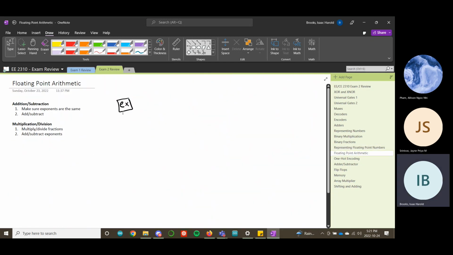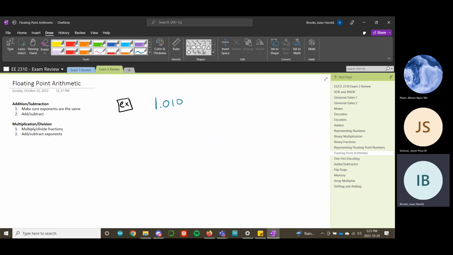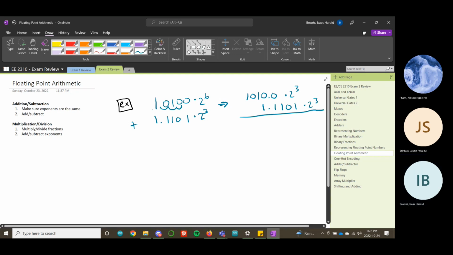Okay, I think the last thing on floating points is adding and subtracting. So if we have two scientific notation numbers, like 1.0100 times 2 to the 6 plus 1.1101 times 2 to the 3, we can't add these directly without making sure the exponents are the same. So one thing we can do is make sure the exponents are the same. So we can move this one over 3 spots. So this becomes 1010.0 times 2 to the 3. And this one is still 1.1101 times 2 to the 3. And then we can add the numbers normally.